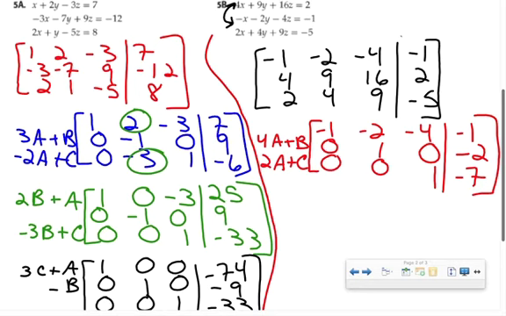I'm going to first multiply the second equation by 2 and add it to row A. So I'll be leaving rows 2 and 3 alone.